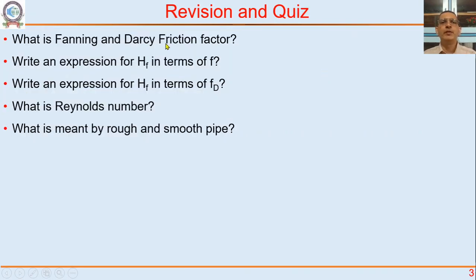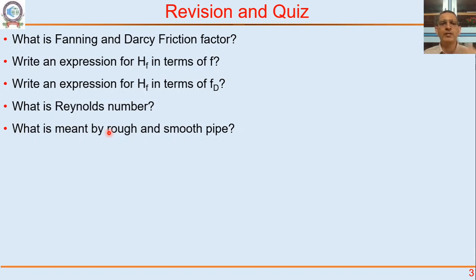Just to quickly revise what you have done: what is meant by Fanning and Darcy friction factor? Write an expression for head loss due to friction in terms of Fanning friction factor. Write an expression for head loss in terms of Darcy friction factor. What is meant by Reynolds number? How do we calculate that? We will do these calculations now. What is meant by rough and smooth pipe and how do these friction factors depend on rough and smooth pipe? Moody chart, do you recall? And all these equations that we saw in the last class.